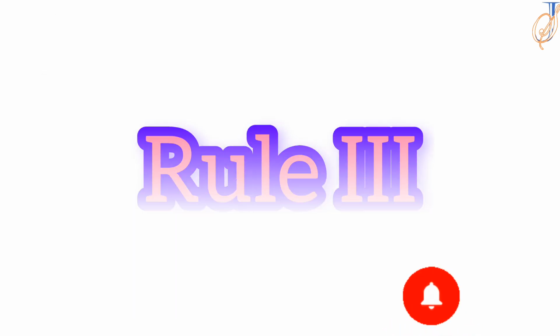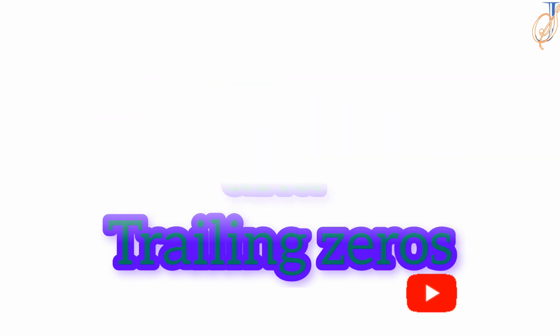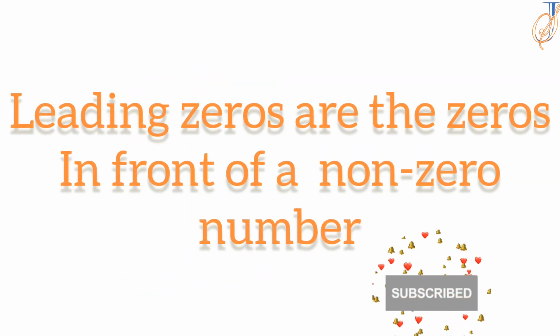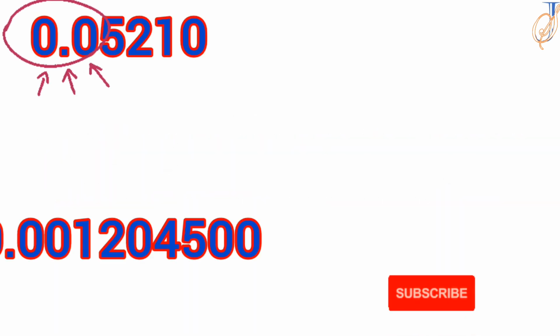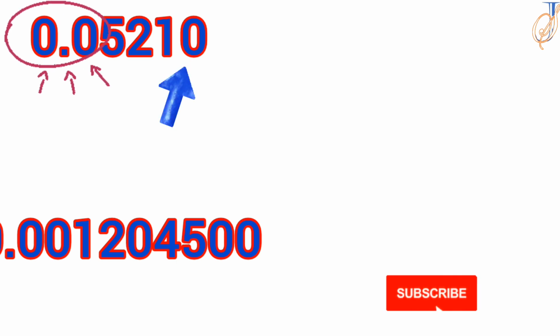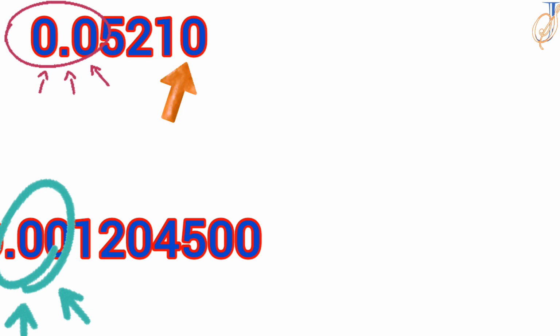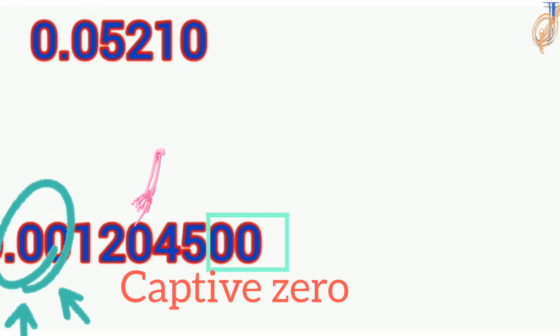Rule number 3. Before knowing rule 3, we need to know what leading zeros and trailing zeros are. Let's see some examples for better understanding. Leading zeros are the zeros in front of a non-zero number. Trailing zeros are the zeros after a number. For example, here in front of a non-zero number, these two are leading zeros. After a number, this is a trailing zero. In another example, here in front of a non-zero number are leading zeros. After a non-zero are trailing zeros. In between non-zero numbers is a captive zero.